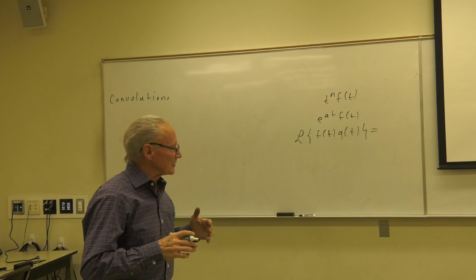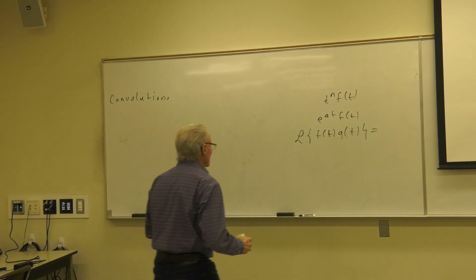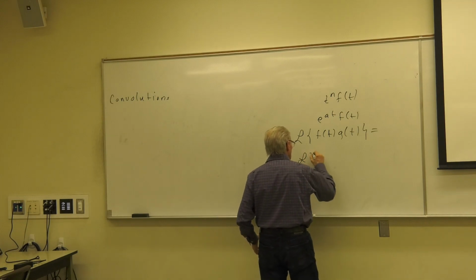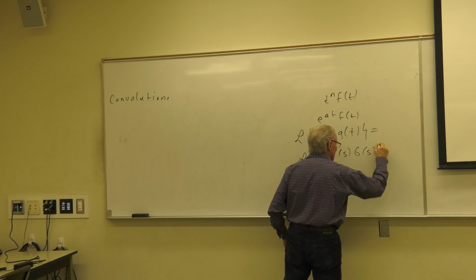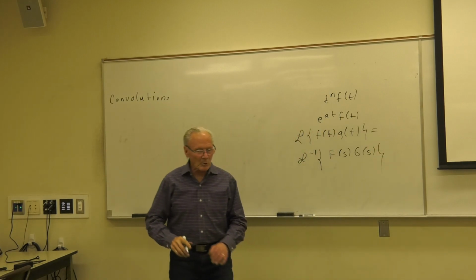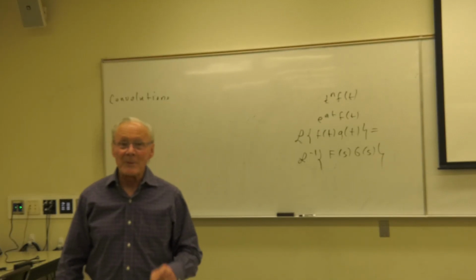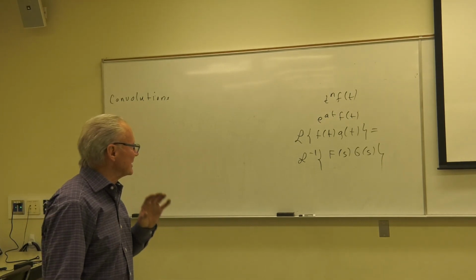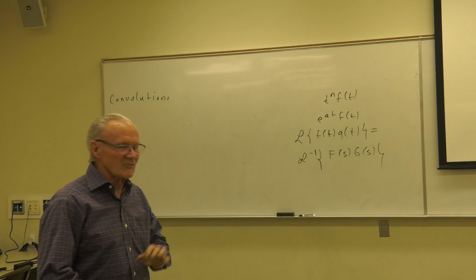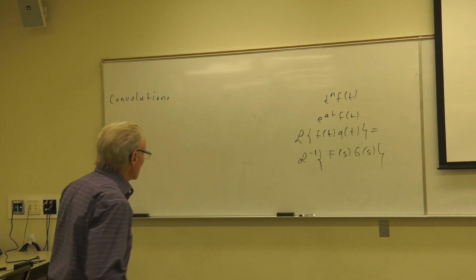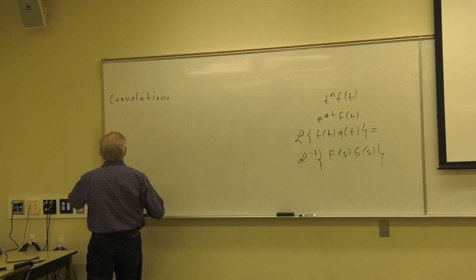One would probably surmise then that there would not be a formula for the inverse transform of the product of two transforms. That there would be no such formula. But there is. Surprisingly enough, there is a formula for that. And that's what convolutions are about. So let me define what they are.